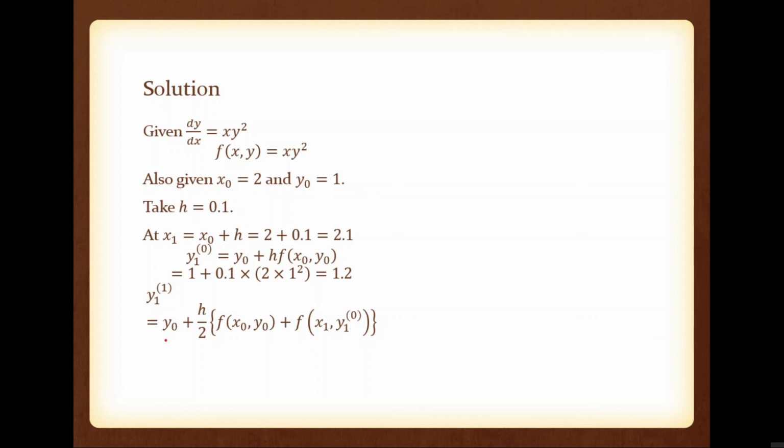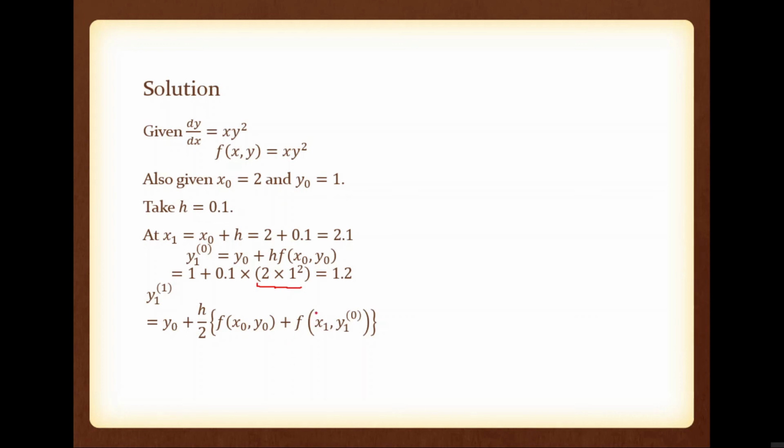This is already available. This is 1. h is 0.1. 0.1 divided by 2 into... Already we have this value. What is this value? 2 into 1 square, that is 2. Right? This is f of x0 comma y0. So already we have these values. This is 2, so there is no need to write it again.